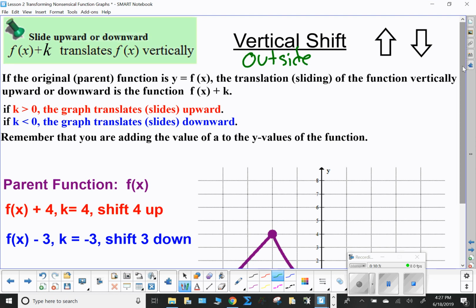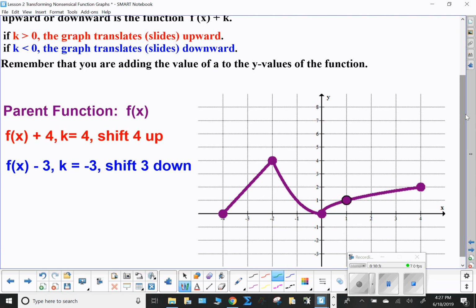So I'm just going to add, okay? Movement is adding or subtracting. So if I add 4 on the outside, notice this is on the outside, not on the inside, it means I'm going to go up 4. So I take every single point and I move it up 4. Okay. Reconnecting those lines. Boom. I just took the whole picture and moved it up 4.